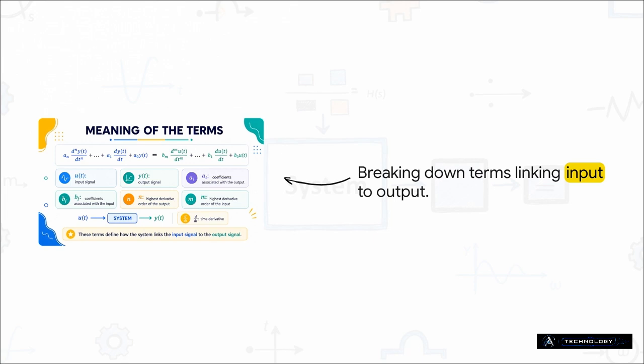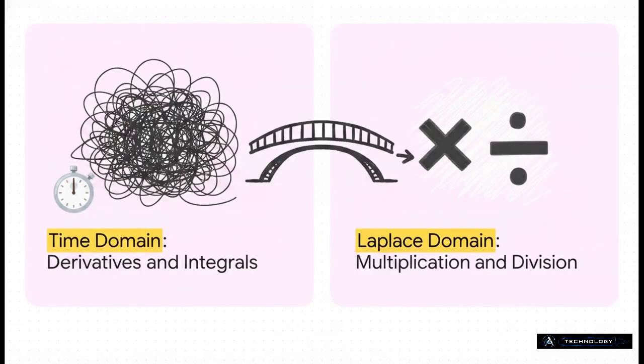But wait, there is a super important rule hiding in these variables, specifically for causal systems. For any real-world causal system, which just means a system where the output absolutely cannot depend on future inputs, the highest derivative order of the output, n, generally has to be greater than or equal to the highest derivative order of the input, m. Or, to put it simply, the effect literally cannot precede the cause. Makes sense, right? But here's the catch.